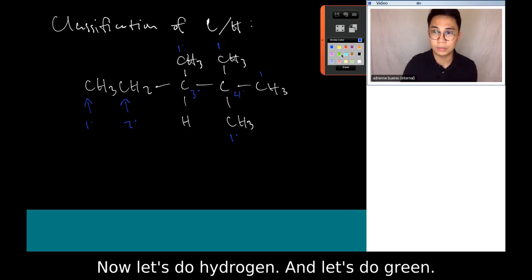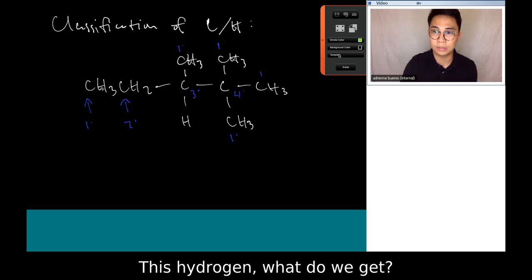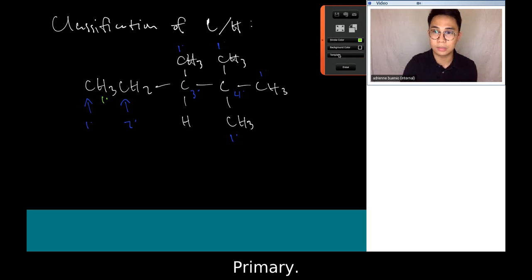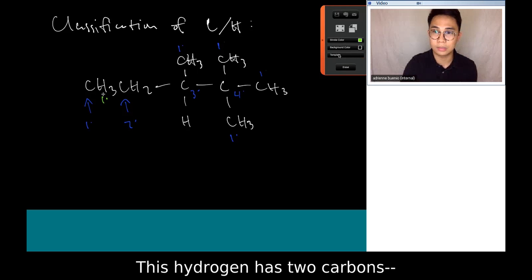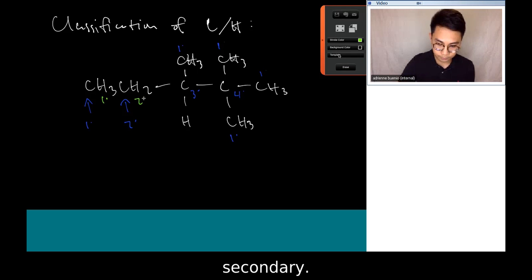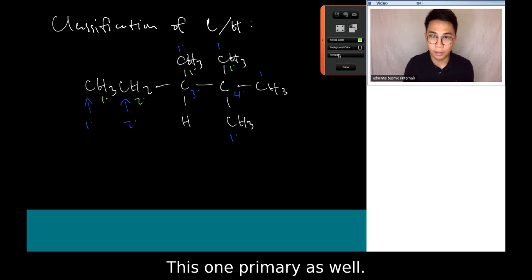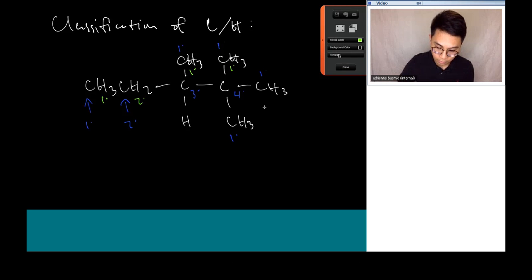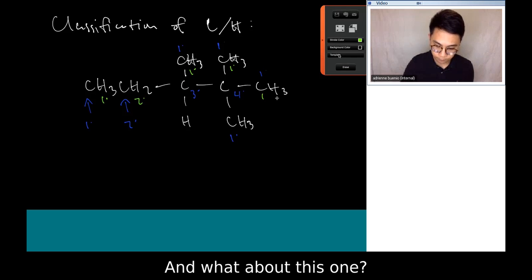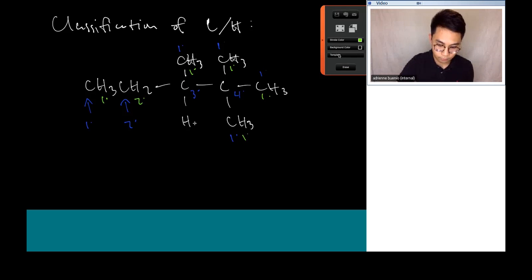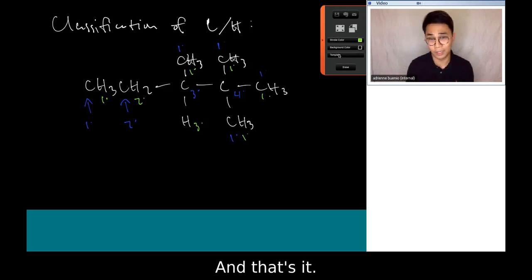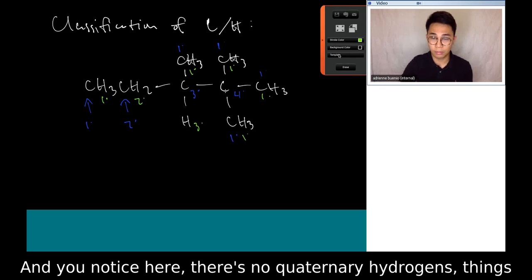Now let's do hydrogens. Let's do green. This hydrogen, what did we get? Primary. This hydrogen, it has two carbons, right? Secondary. This one, primary. This one, primary as well, right? These two as well, primary, primary. Oh, what about this one? Tertiary, right? And that's it, right? And you notice here, there are no quaternary hydrogens, things like that.